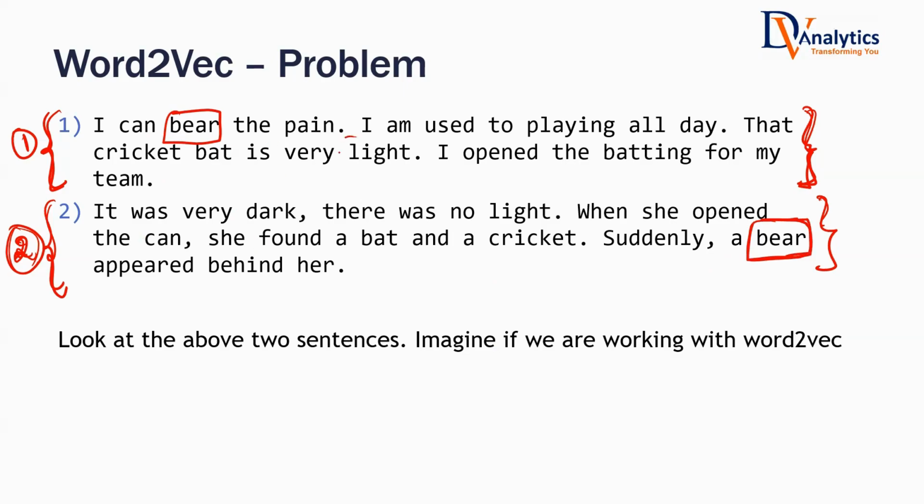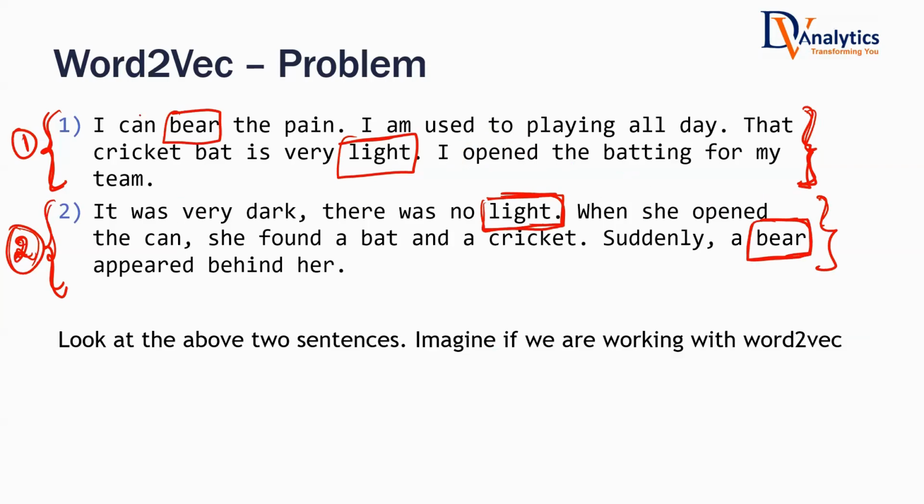Now, that cricket bat is very light. That means its weight is very light. It was very dark. There was no light. Here, we are talking about light being dark versus light. I opened the batting for my team. Here, opening means playing first. She opened a can. So open, open, almost same.